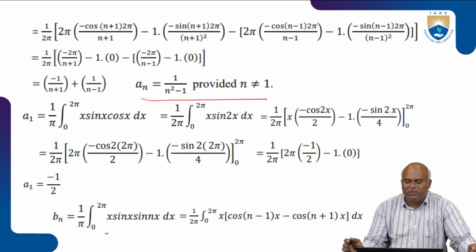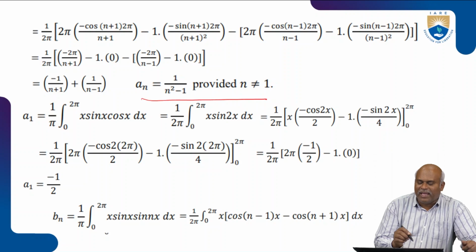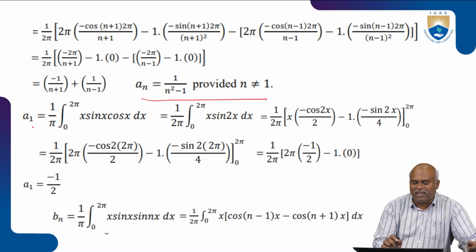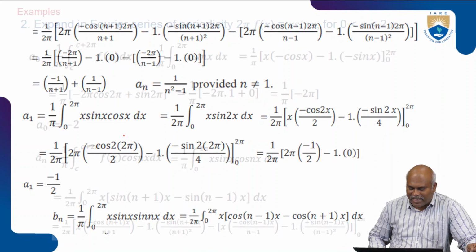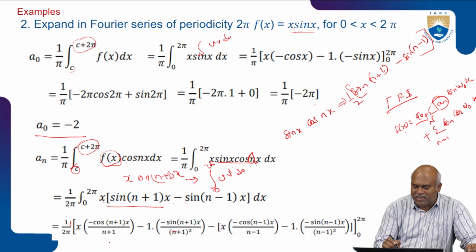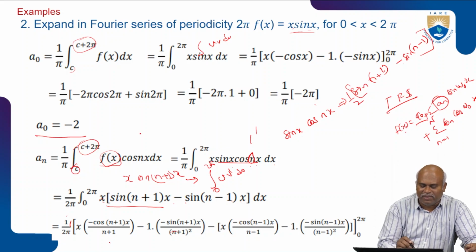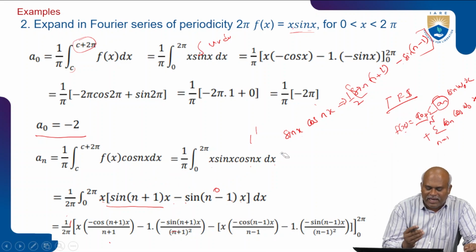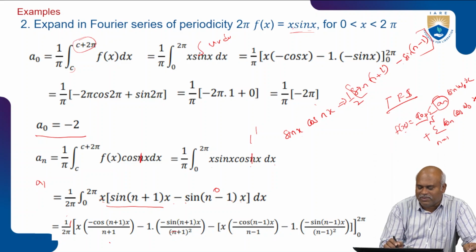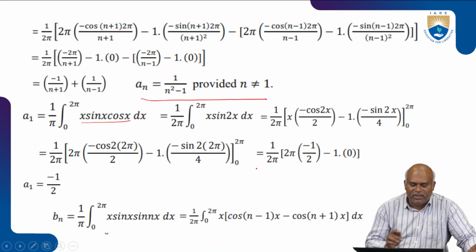Before that, we can find a1. What is a1? That means n equal to 1. So n equal to 1 is represented here; here we have cos of n, and this value is equal to 1. As a formula, where n is there, we should substitute 1. Here also we substitute 1. So now we got that equation.